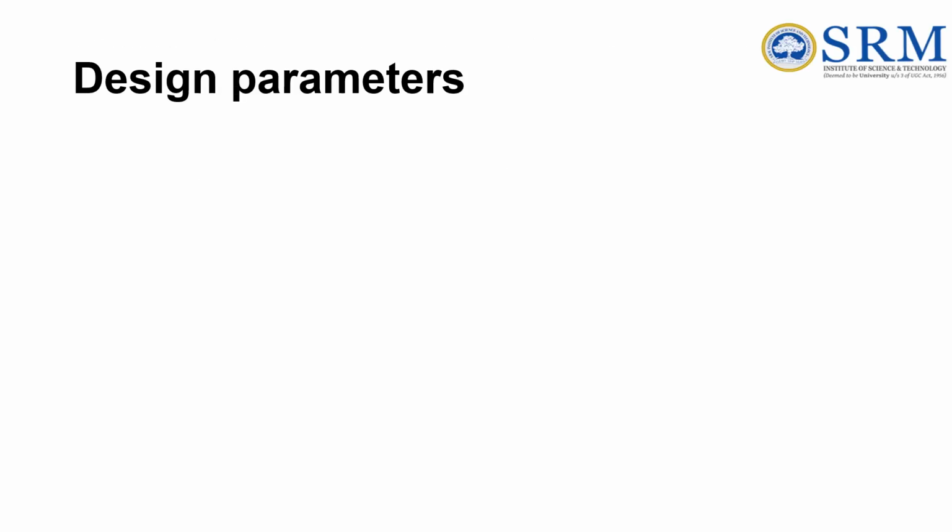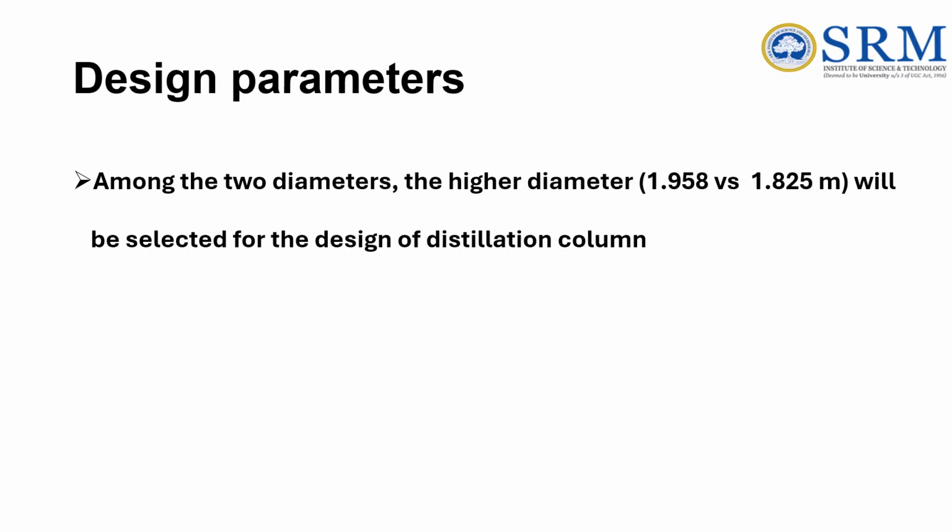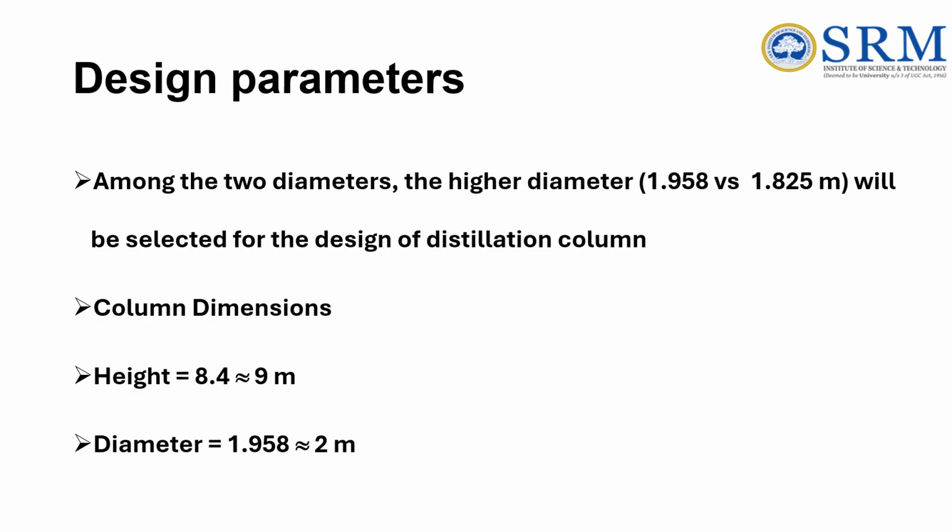So among the two diameters, the higher diameter will be considered for the design of the distillation column, where 1.9 versus 1.8, we go with 1.9 meter for the design parameter of the distillation column.